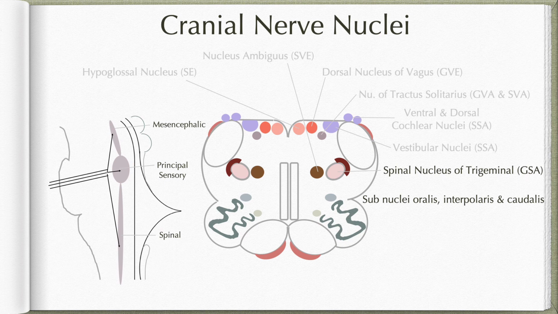The caudalis nucleus receives pain afferents, whereas the other 2 nuclei along with the principal sensory nucleus will receive the mechanosensitive afferents. So this nucleus caudalis functions as the pain gate control center for the head region. This area will also receive inputs from the nucleus raphe magnus as well as the periaqueductal gray, which will help in pain modulation.